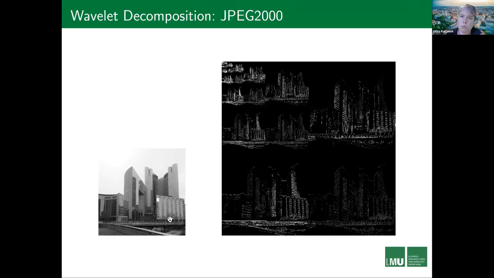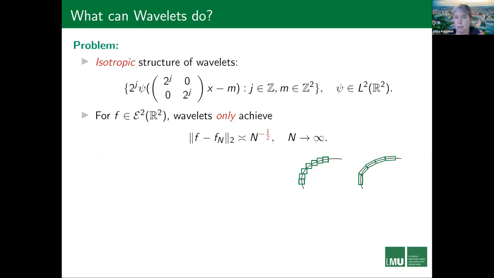So what you basically do is you just store the components which are enlightened here, which are white, and the others which are black, you just throw away. And that way you get high compression rates, and that leads you to these very effective compression standards.